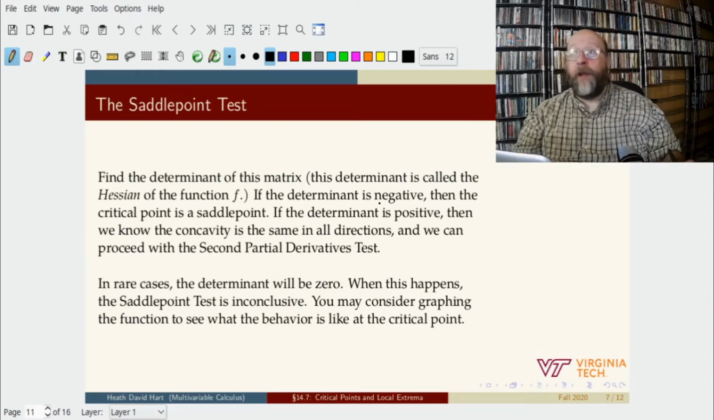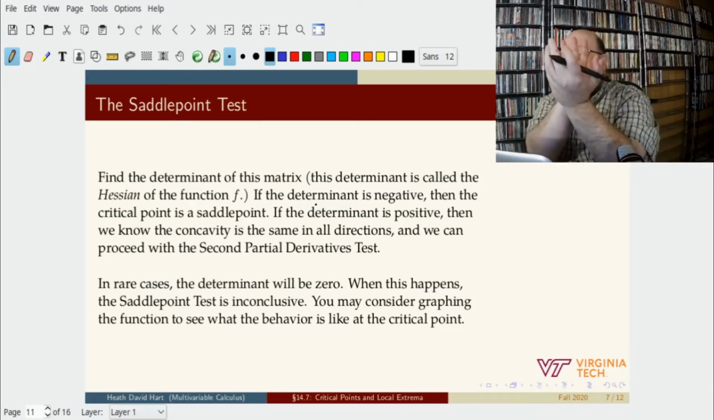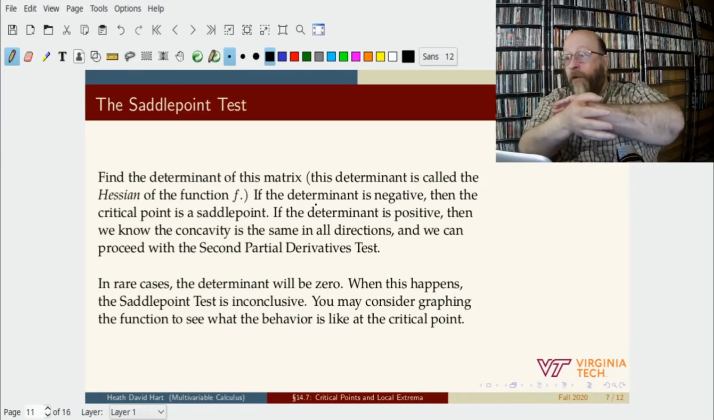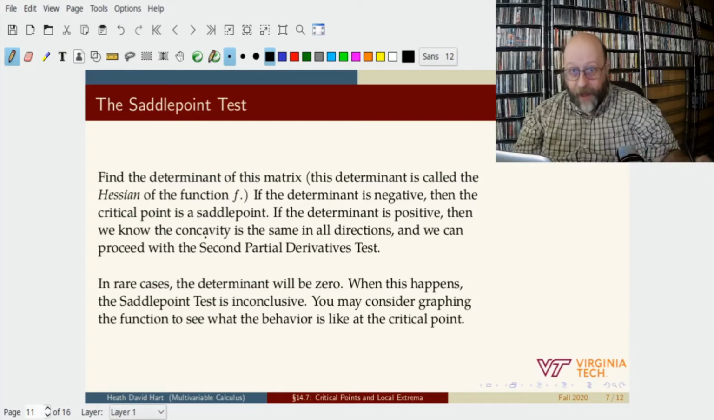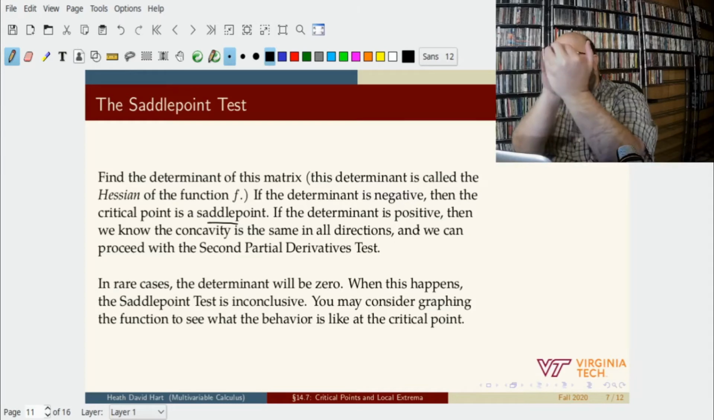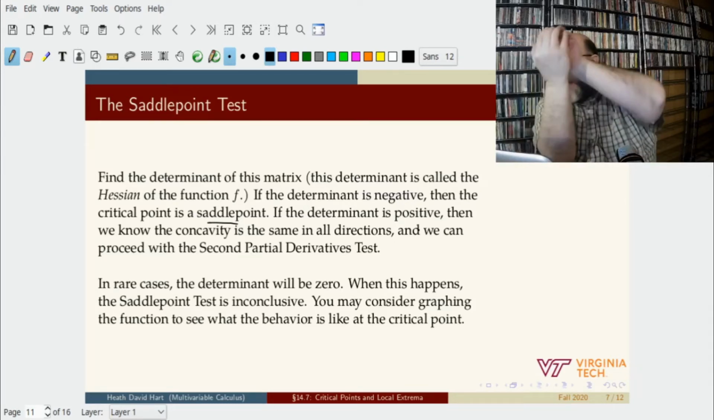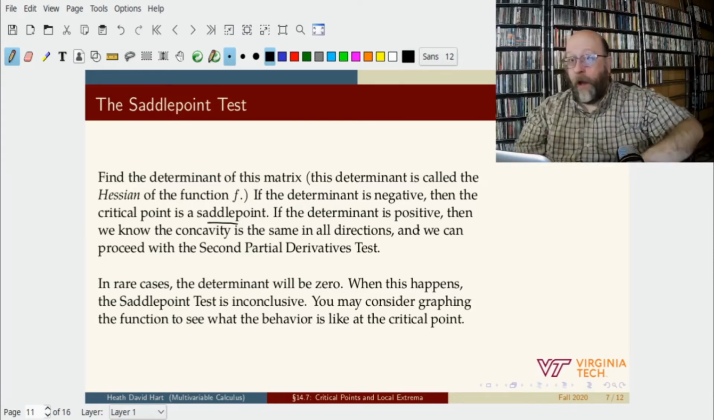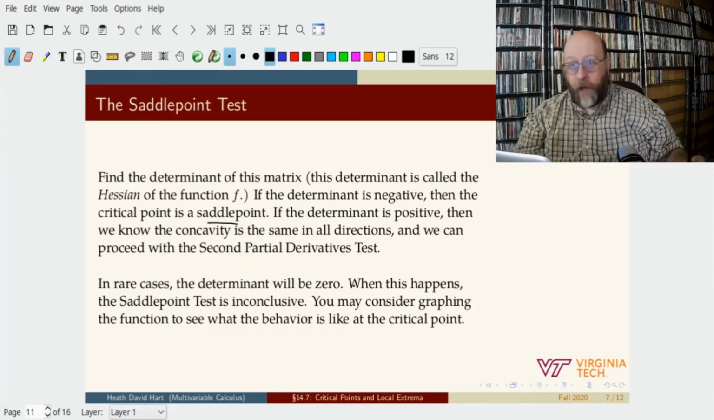If the determinant is negative, the torsion coefficients win out. There's enough torsion to defeat the concavity in one direction and flip it around to a different concavity in a different direction. And that means we have a saddle point. If the determinant is positive, then the concavity coefficients win out. They're stronger than the torsion, which means whatever concavity we have, if it's concave down in one direction, it is concave down all the way around. And so we don't have a saddle point.